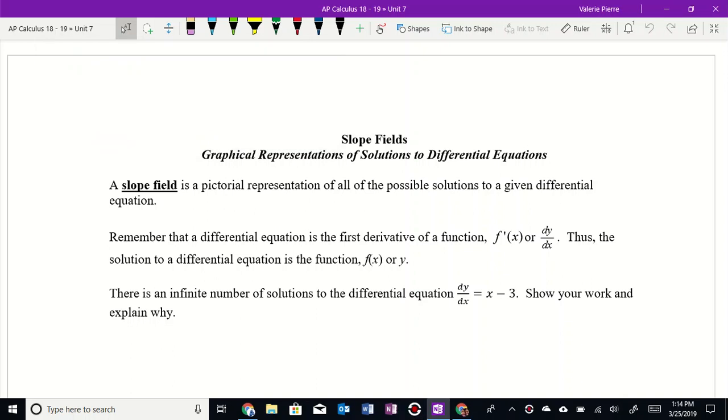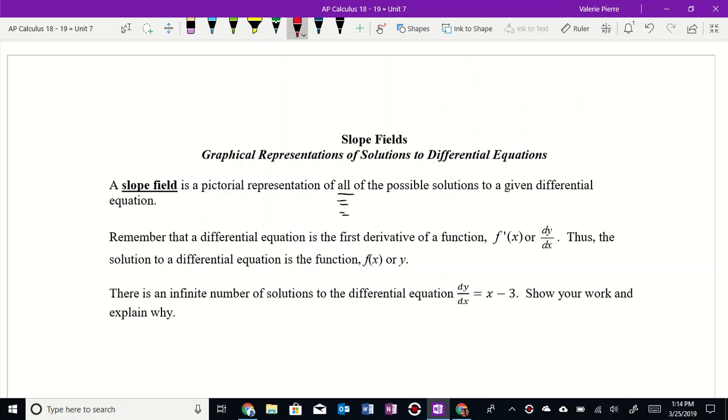Unit 7, pages 216 to 220, slope fields, graphical representations of solutions to differential equations. A slope field is a pictorial representation of all possible solutions to a given differential equation. Remember that a differential equation is the first derivative of a function, f prime or dy dx. Thus, the solution to the differential equation is the function f of x or y.